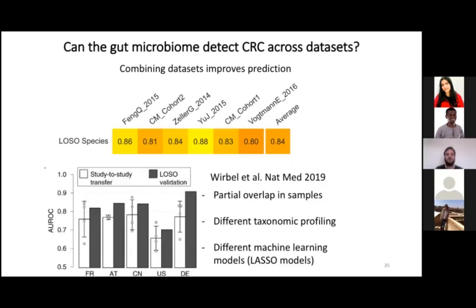or LOSO. This was nice because, at the same time, Wirbel et al. were doing something similar, and they had a partial overlap in the samples. However, they were using a different taxonomic profiling approach and different machine learning models. In this case, they were using LASSO, whereas we were using random forest. And what they see is also the same thing for the different data sets. If you use leave-one-study-out validation, you can increase your detection of colorectal cancer to the point of reaching an average of 0.84.